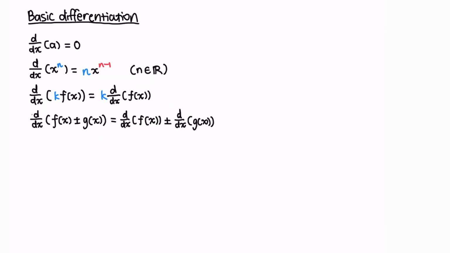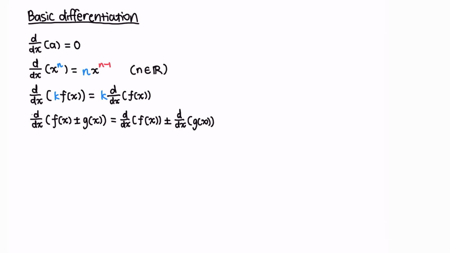Now let's move on to basic differentiation. If you have the derivative with respect to x of a, which is just a constant, the derivative of that is just 0. So remember, the derivative of any constant is equal to 0.